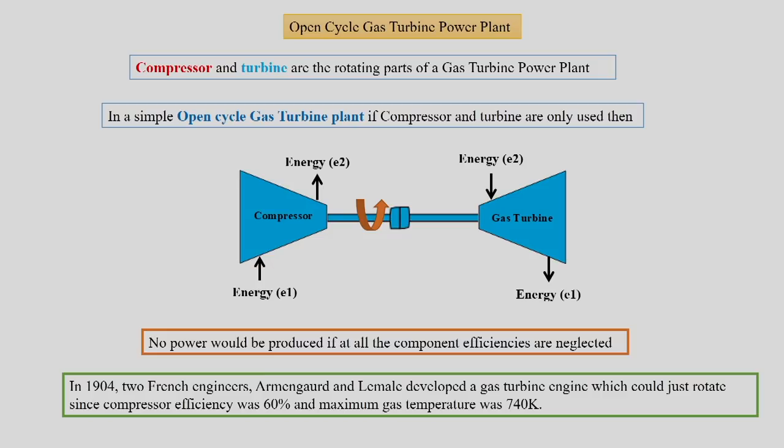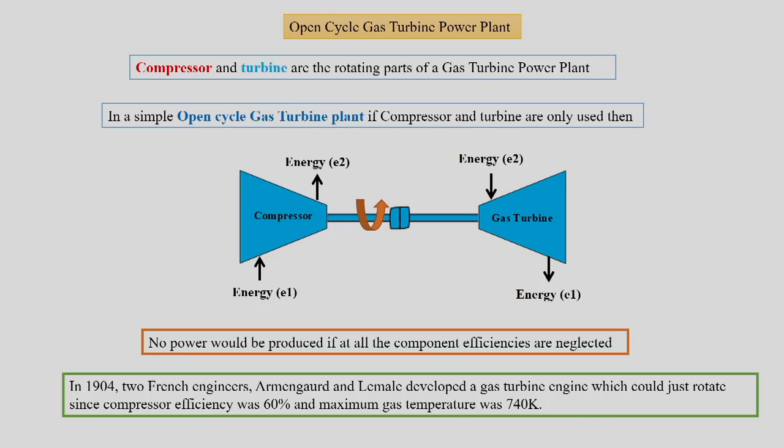So in the 1940s, two French engineers tried to develop a gas turbine power plant, but the efficiency of the compressor was just 60%, and the maximum temperature of the cycle was 740 Kelvin. So the low energy input and low efficiencies of the components led to a hardly small amount of power output. So what we have to think over here is to formulate a composition to devise a gas turbine power plant such that we supply a large amount of energy to get more power output.